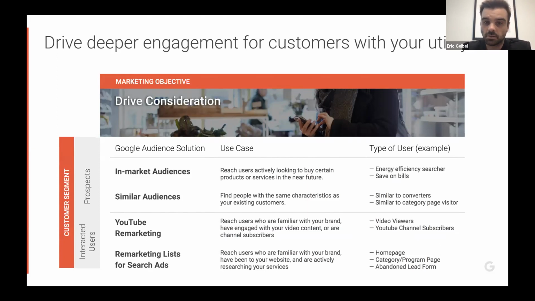Similar audience is great. So say, for example, you have a comprehensive CRM database and list of every single person that has completed a energy audit with your utility company over the last 12 months. We could actually utilize those emails and target users across Google that look similar to those users that have actually already completed the energy efficiency audit.